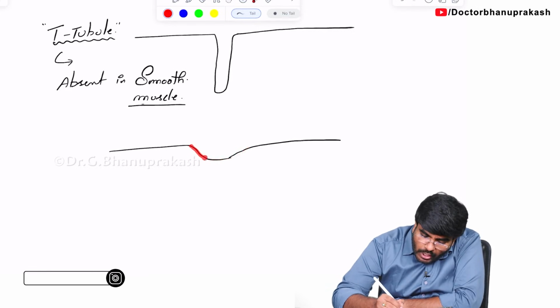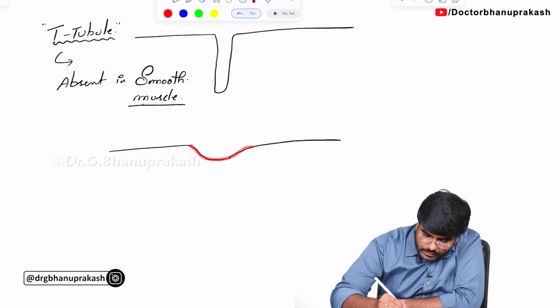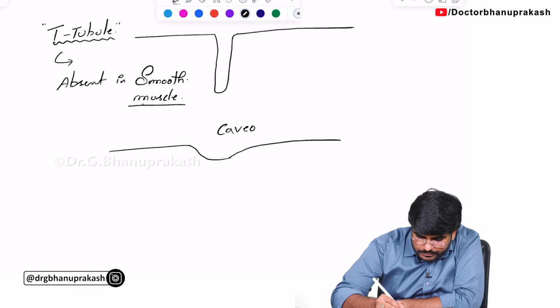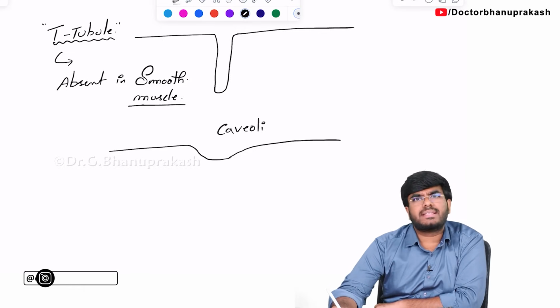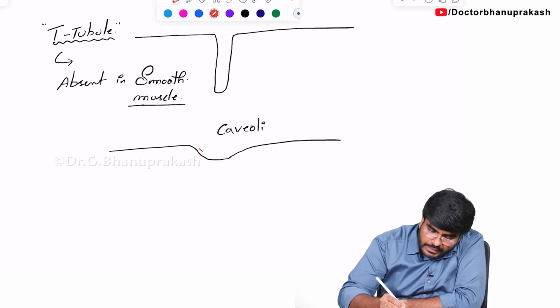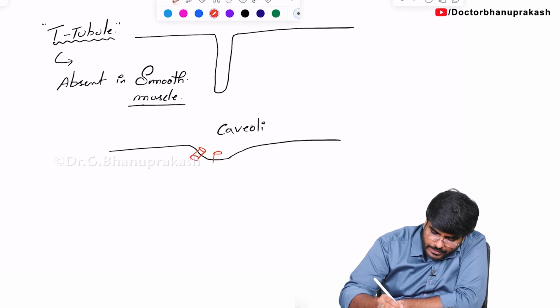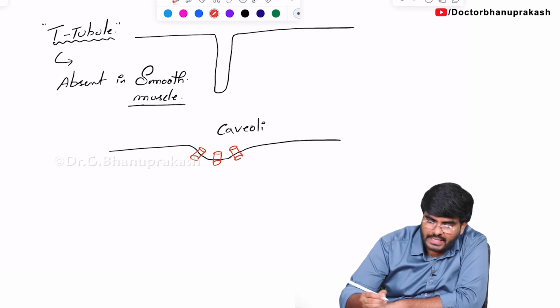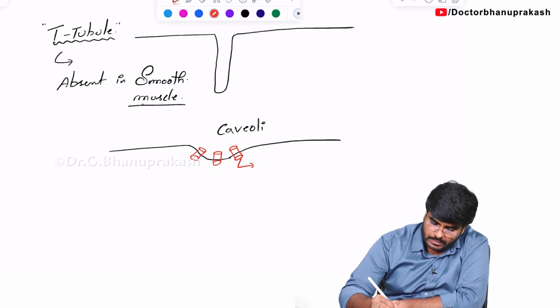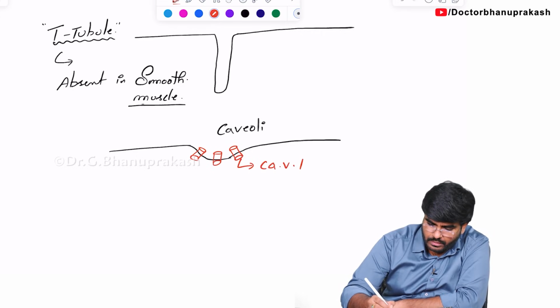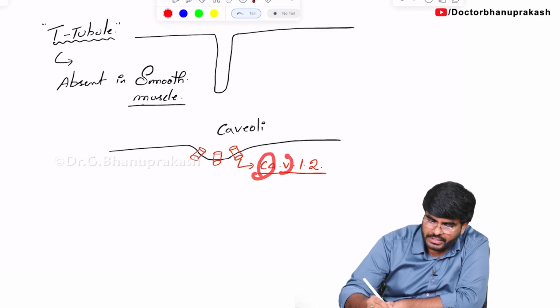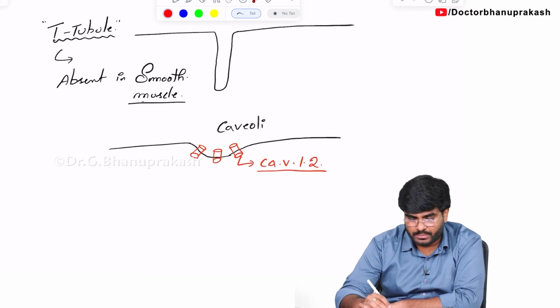Now, this small depression is called a caveoli. And what do we have in the caveoli? In the caveoli, we have voltage gated calcium channels, which are going to react to the depolarization. These are the voltage gated calcium channels of the 1.2 type.